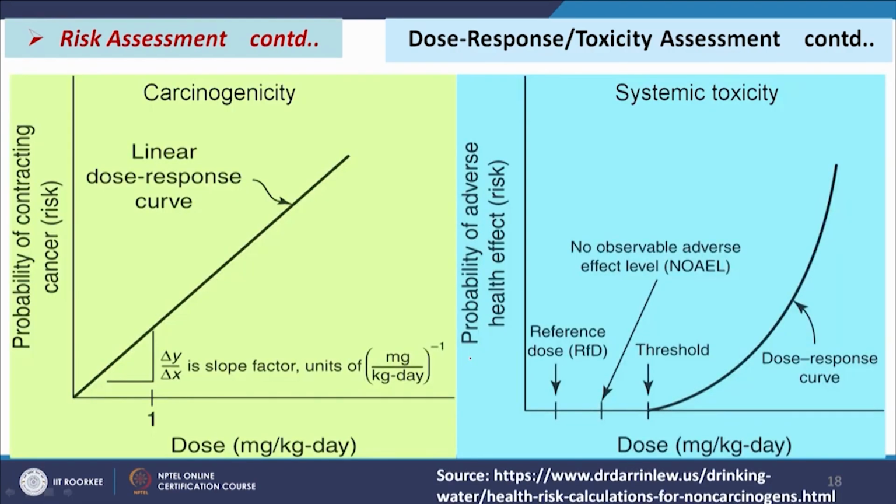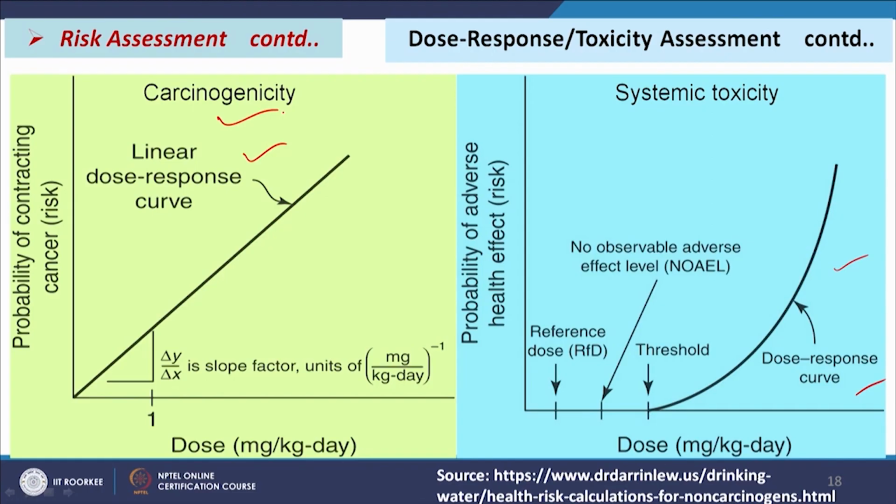Now, dose response curves are also there, graphs are also there. Here you see the first one is a straight line, that is a linear dose response curve, but this is not a straight line, it is a non-linear dose response curve. This curve is basically applicable for carcinogenicity, the cases where the material is carcinogenic in nature.